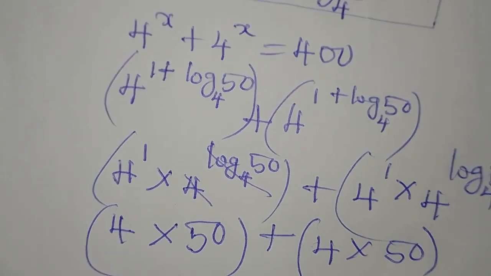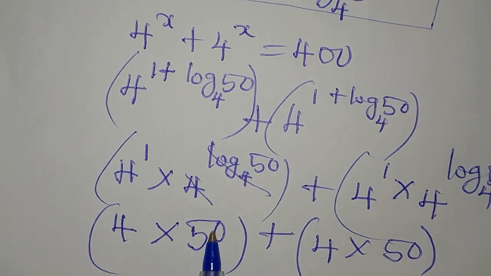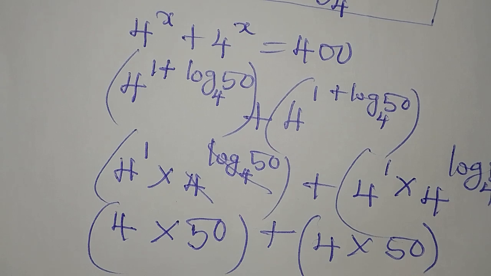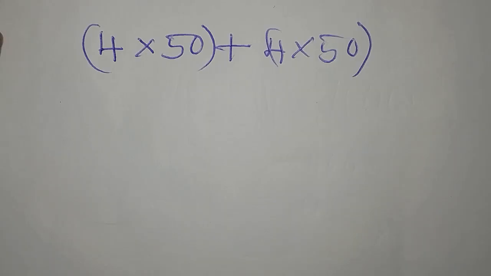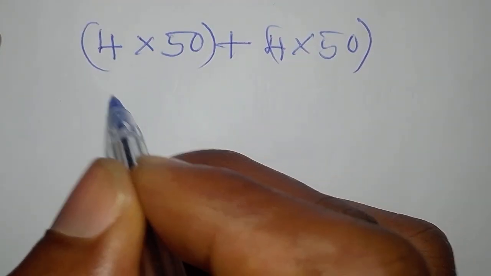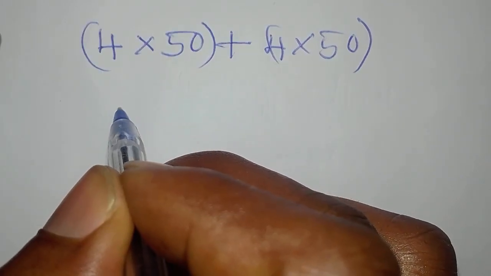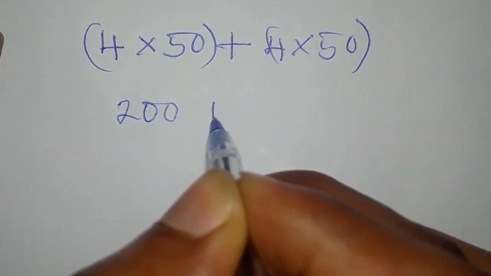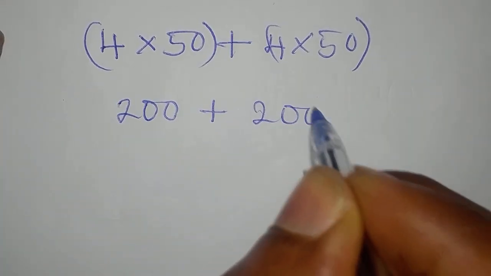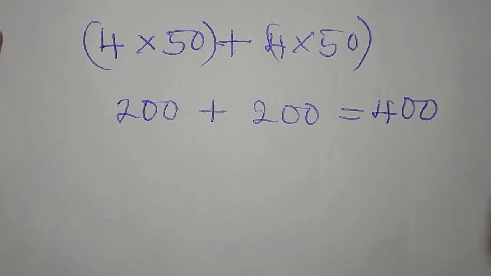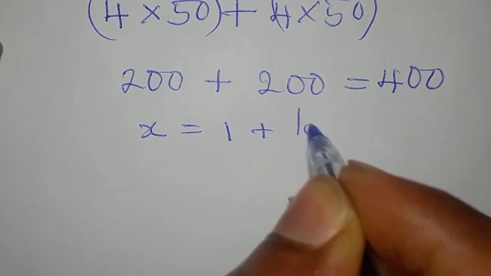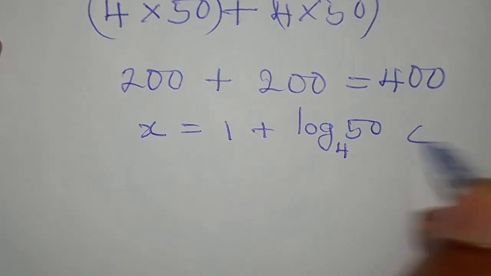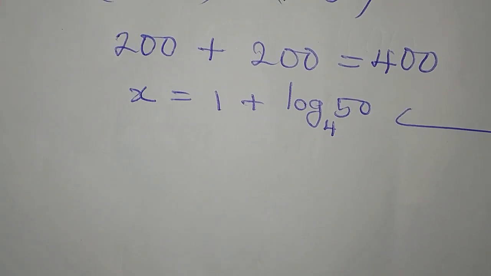Remember that we can now apply BODMAS. We need to deal with this first before adding. Okay, so to do that, let's do it on the other side. 4 times 50 is 200, plus 4 times 50 again 200, and that is equal to 400. So this is to say that our x equal to 1 plus log 50 to base 4 truly satisfies the equation. But like I said, there's a simpler way that this can be done if you look at the question very well.